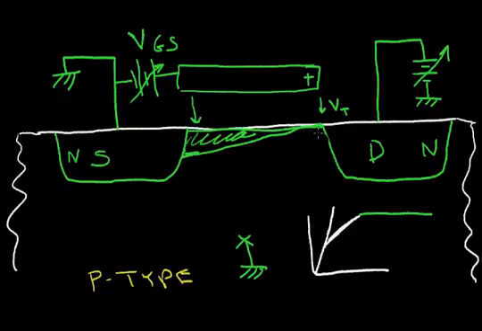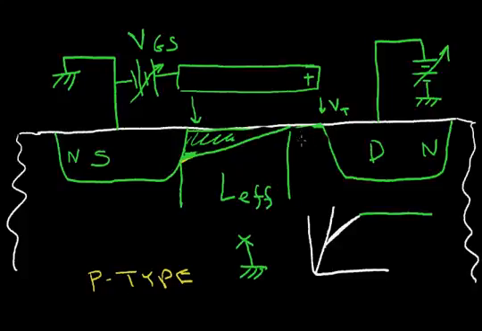This channel is pinched off. So if I increase my drain voltage further, this channel will even pinch off more. So let's erase this channel here. And let me change my color. So the channel can even move further this way. So my effective channel length has decreased. This will be my L effective.